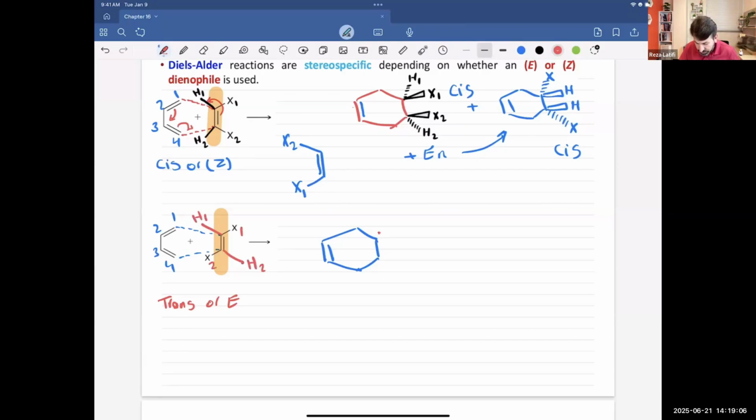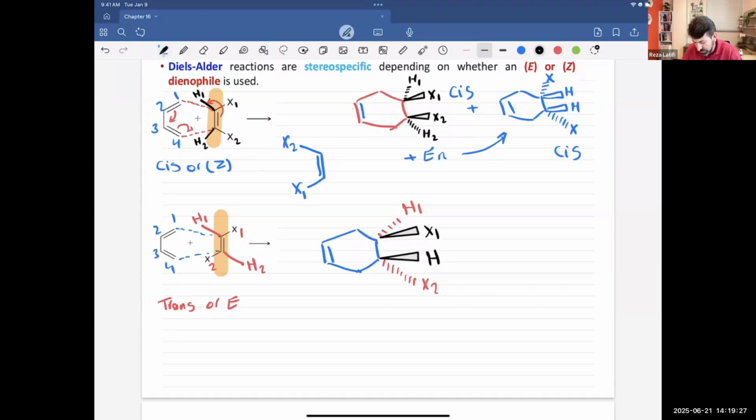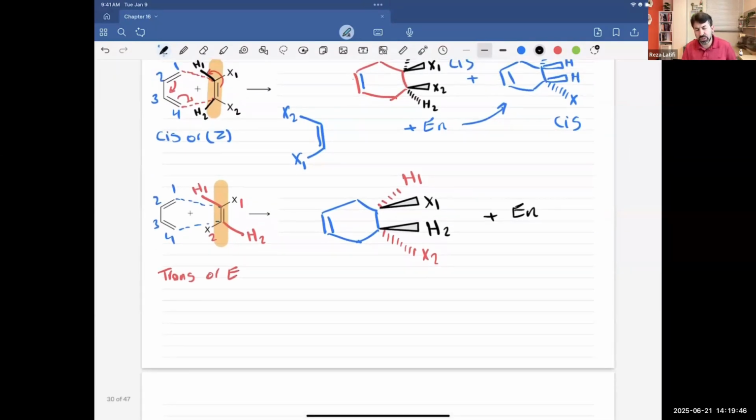Hydrogen 1 will go down, and X2 also will go down, while hydrogen number 2 will be pointing up, and X number 1 as well. So X1 and H2, and of course, we get an enantiomer of it. And what's an enantiomer? Change the positions: bring the X2 up and hydrogen number 1 also up, and send X1 and H2 down.